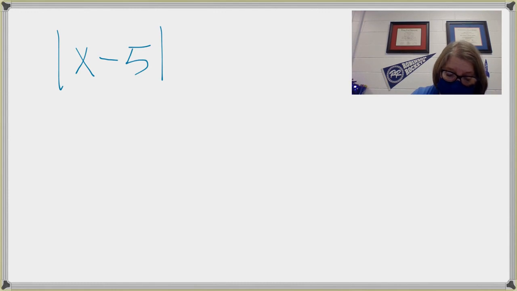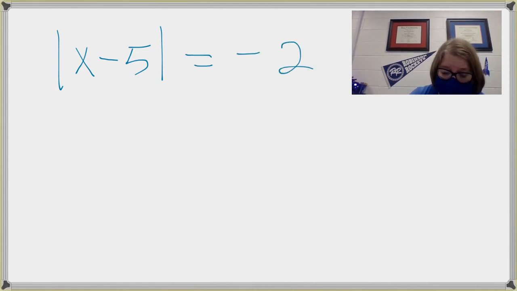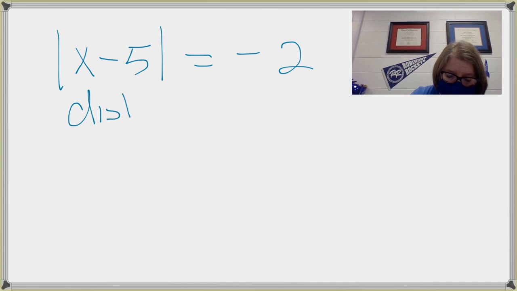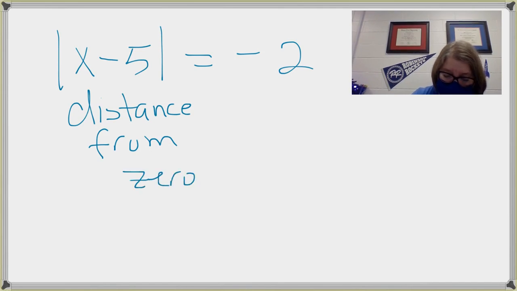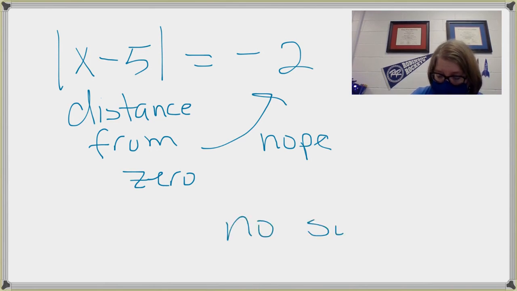All right. There's another thing I want to remind you about with absolute value. The definition of absolute value is distance from 0. So if I have something like the absolute value of x minus 5 equals negative 2, this is distance from 0. Distance from 0 is always expressed in positive terms. Distance from 0 cannot equal a negative. So this is a no solution. So be careful for those.